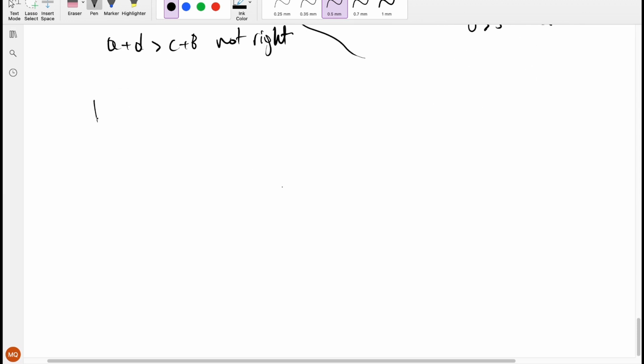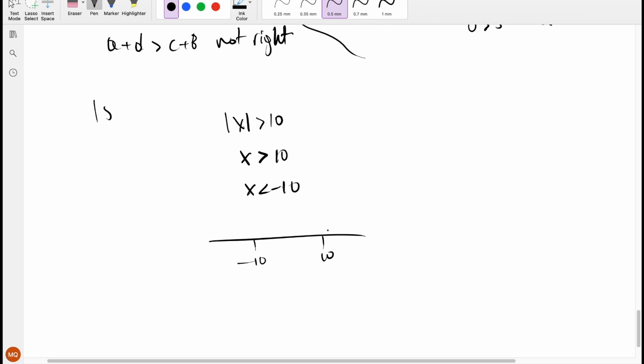And the last thing we will learn is the absolute value of x is greater than 10. We can open it like x is greater than 10 and x is less than negative 10. This part and this part are the solution. But when the absolute value of x is less than 10, it means that x is less than 10 and greater than negative 10.